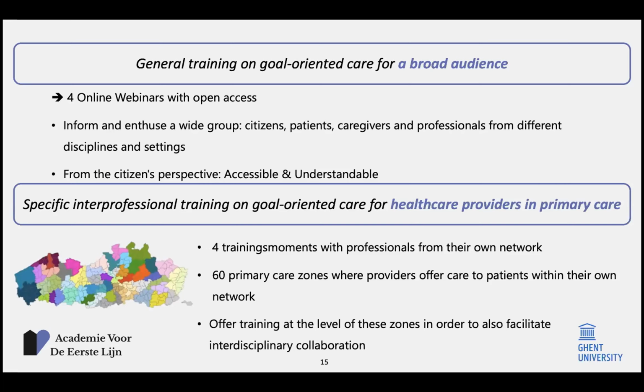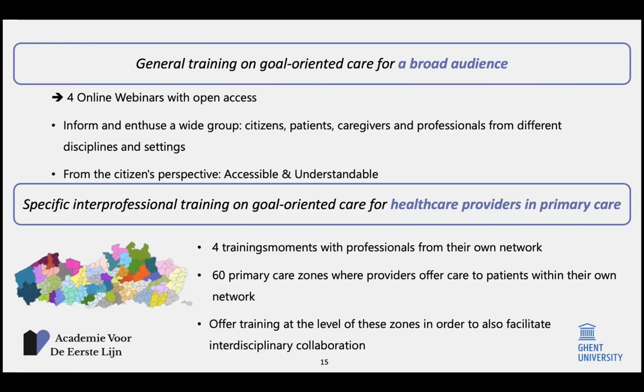After the general training with the webinars, care providers can participate in the specific training with 4 training moments. Important about this specific training is that all training moments will always be organized in a group of professionals that work together in the same network. Because, as you should know, primary care in Flanders is organized and divided into 60 different primary care zones. The idea of these zones is to facilitate collaboration within a specific region.